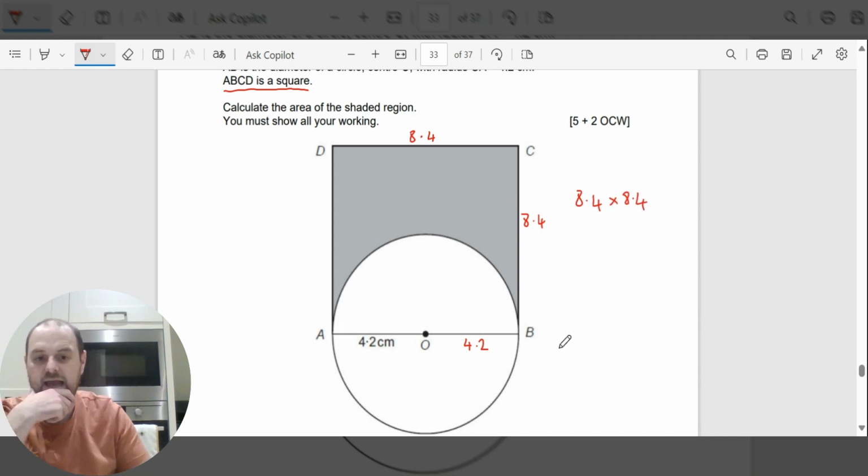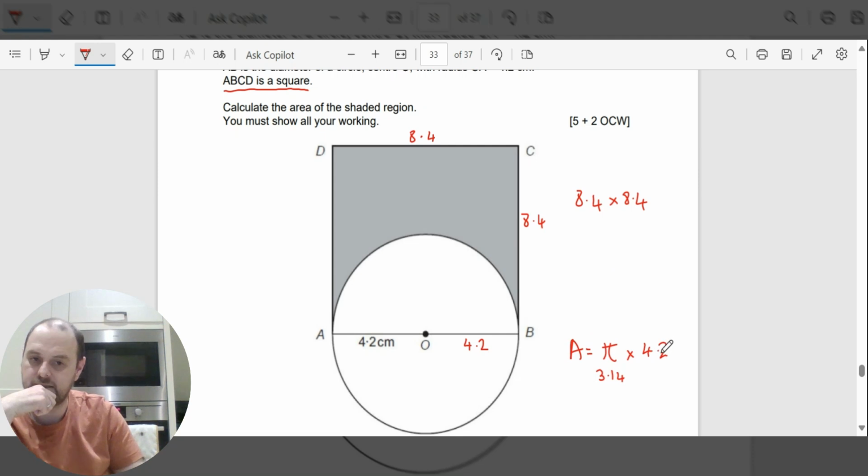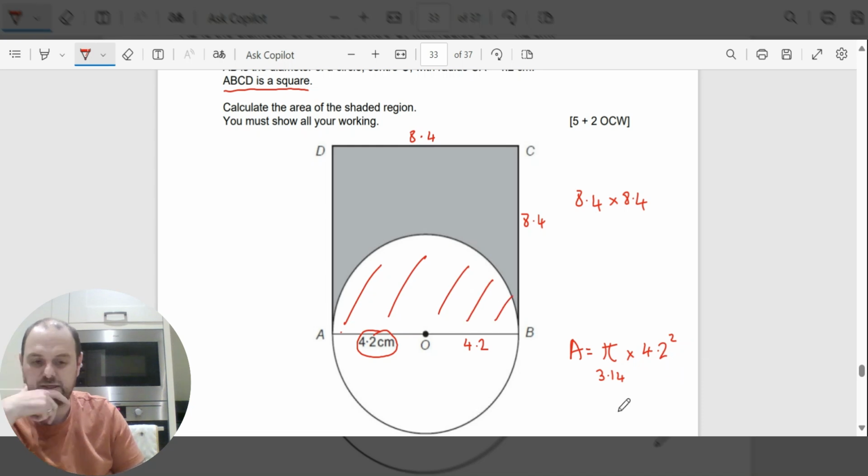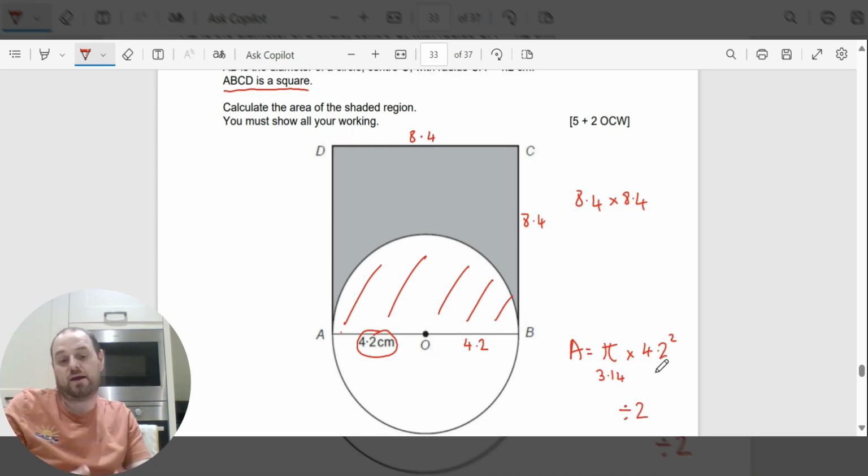Okay. The area of the circle is pi, 3.14, times the radius, not the diameter, the radius squared. However, to work out the shaded area, the only bit of the circle I'm actually interested in is the bit there. So actually what I need to do in the end is half my circle area, and take the half a circle away.